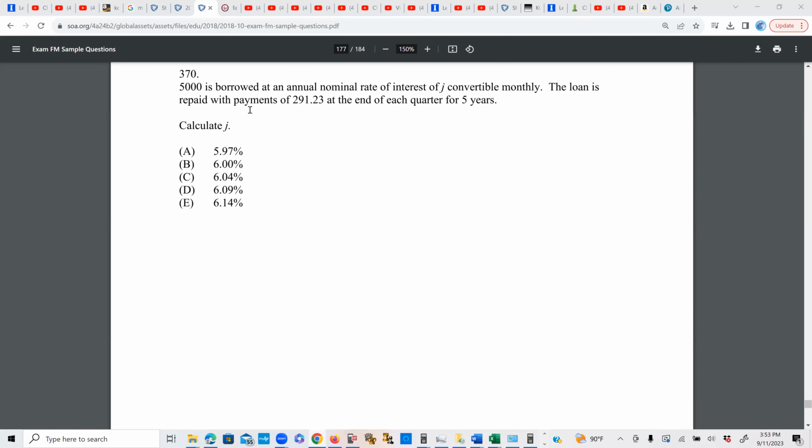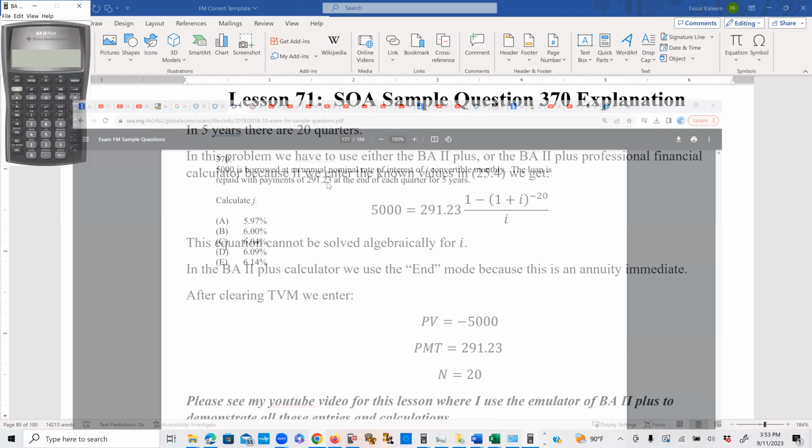5,000 is borrowed at an annual nominal rate of interest J, convertible monthly. The loan is repaid with payments of 291.23 at the end of each quarter for 5 years. Calculate J. So this is an annuity immediate. Payments are happening at the end of each quarter, and in 5 years, there are 20 quarters.